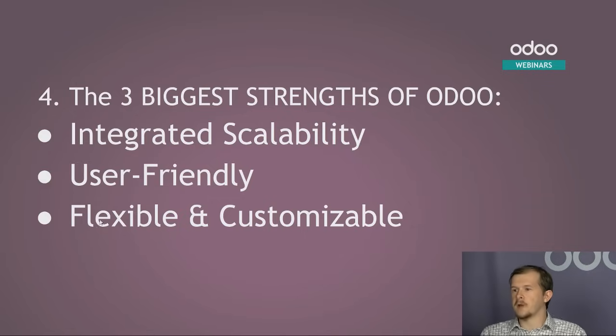So when I mention flexible and customizable, the biggest way we do this, at least right now, is through Studio. That's an extra app, as I mentioned previously, and it allows you to add extra fields. It allows you to change the layout. It allows you to do quite a few things in Odoo that used to only be able to be done through programming.